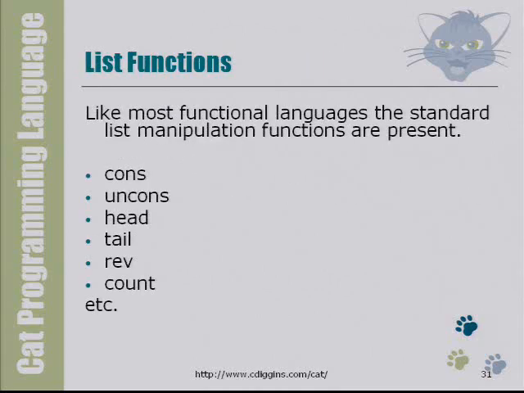Of course, I said before that I wanted to have the functional primitives. So we have the usual suspects of list functions: cons, uncons, head, tail, rev, count. The list goes on. We all know what they are, hopefully.